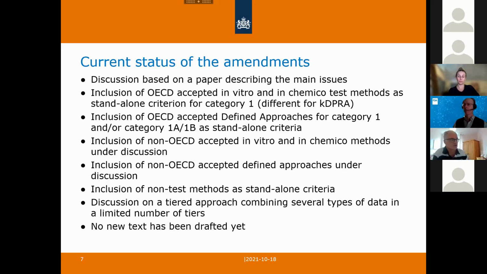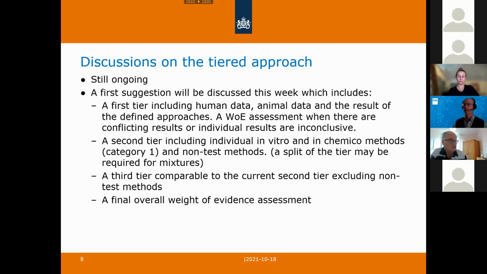And then the ongoing discussion is mainly on how to combine those information if they are available. Do we then do it in tiers or a weight of evidence approach? And that is still the discussion. We have not yet drafted any text. So the discussion is still going. This week we will have a discussion regarding a tiered approach. We have made a first suggestion, and it's the first tier that includes human data, animal data, and the result of the defined approaches.